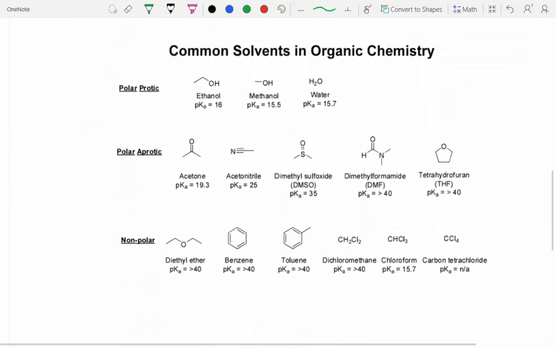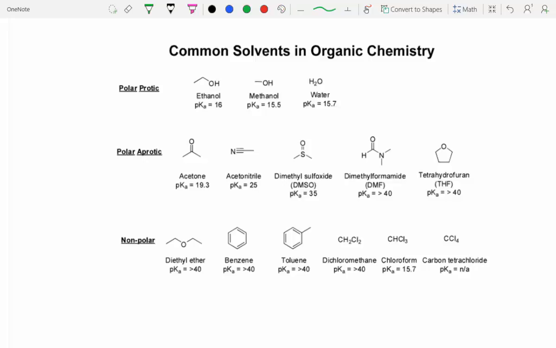chart of common solvents in organic chemistry. These are the ones where if you were in a research lab, you tend to see them most commonly. It's not an exhaustive list. And you'll notice that I've got them in 3 different groups. The top group is polar protic. I list the pKa values. I've got polar aprotic next down.